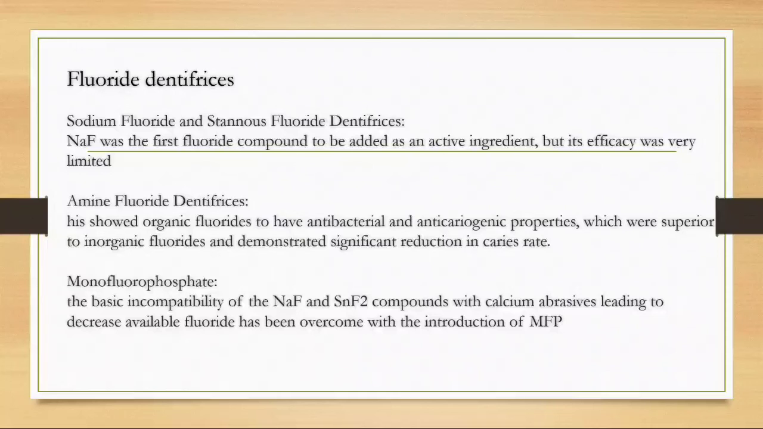Some toothpastes don't have a fluoride delivering agent. So here we are using amine fluoride dentifrices or monofluorophosphate, which becomes the fluoride delivery agent. These are the key components in the toothpaste which deliver fluoride. Most herbal toothpastes don't have fluoride.